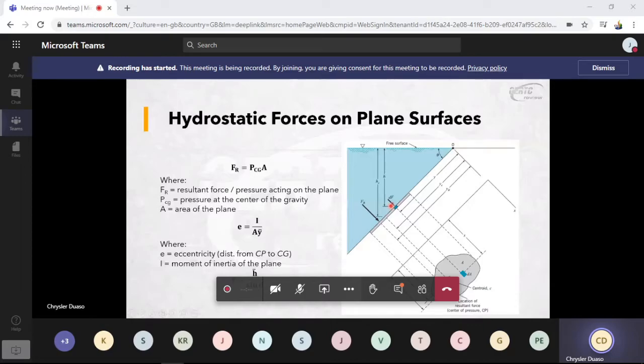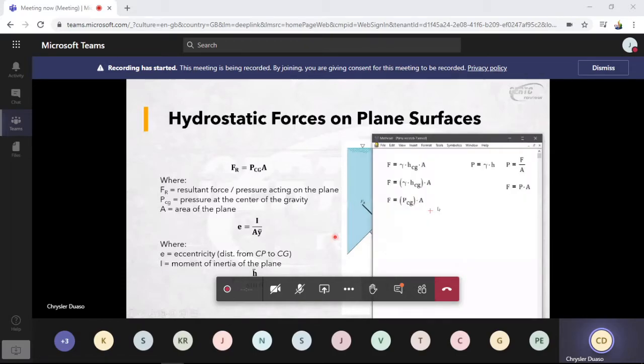I'll just note that. HCG here is actually the vertical distance, the vertical distance or the location at the center of gravity. So please remember this one, that your HCG here is your vertical distance. Okay? So when you look for the vertical distance down to the center of gravity, that is our HCG.